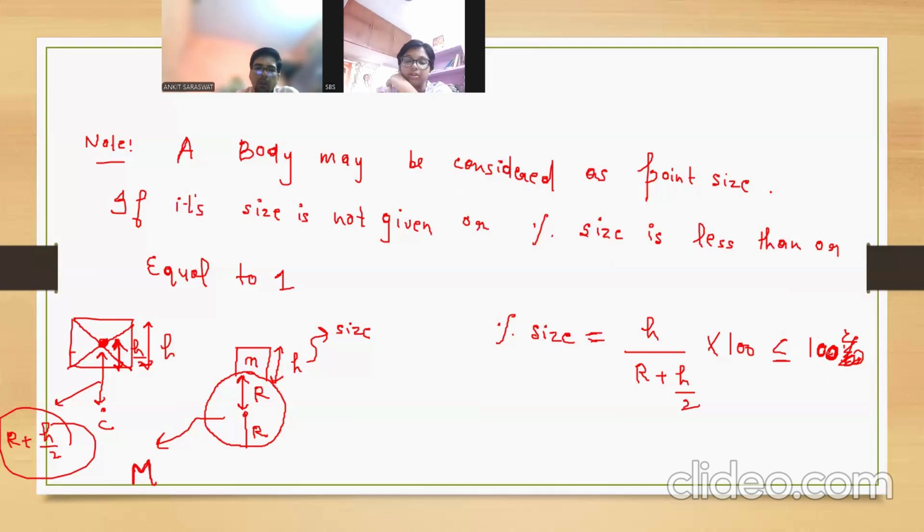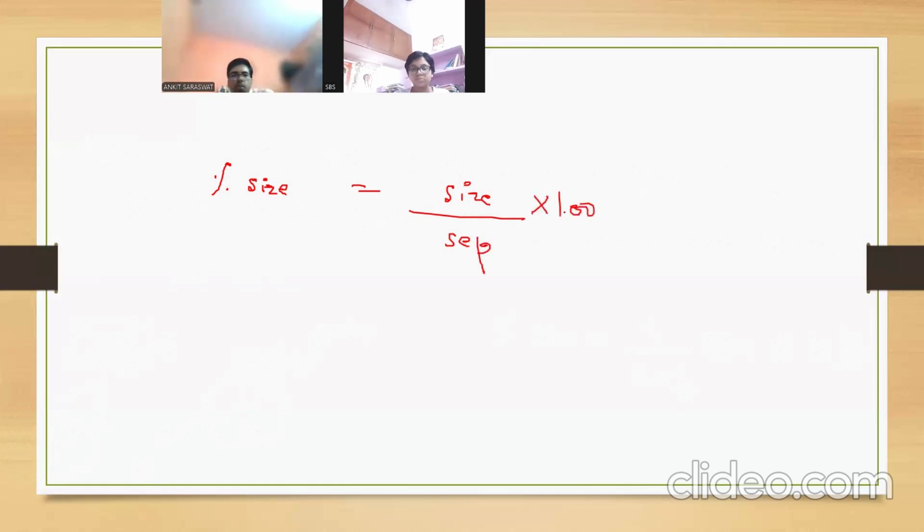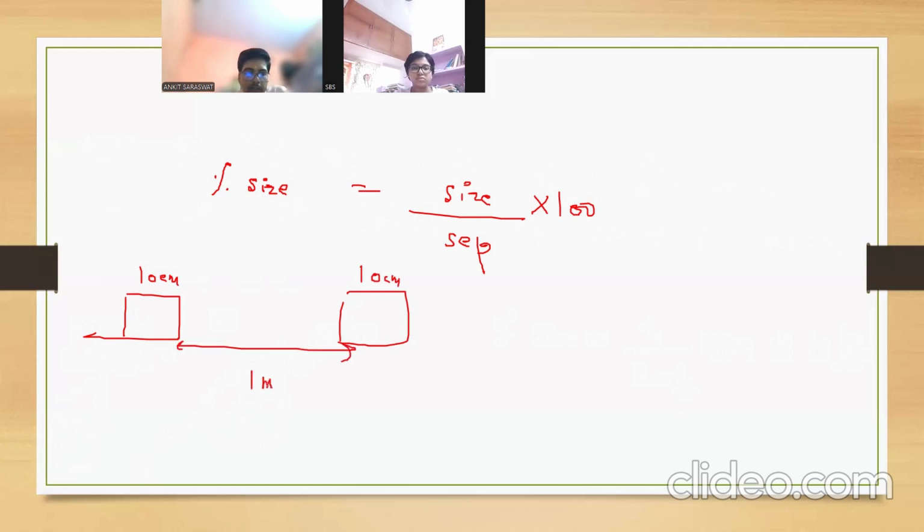Sir, how 100? See, in the previous case, what answer were we getting? Percentage size. The percentage size formula is size by separation, multiplied by 100. So in our previous case, this cube is 10 centimeter, it is also 10 centimeter, and it is placed 1 meter ahead, at 1 meter separation.